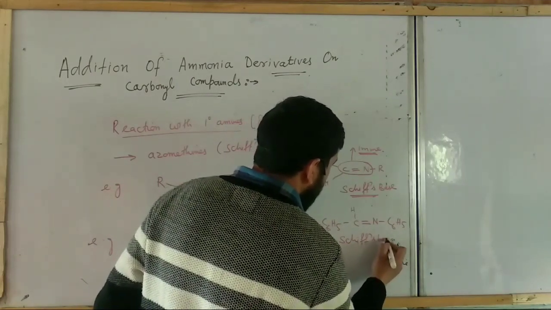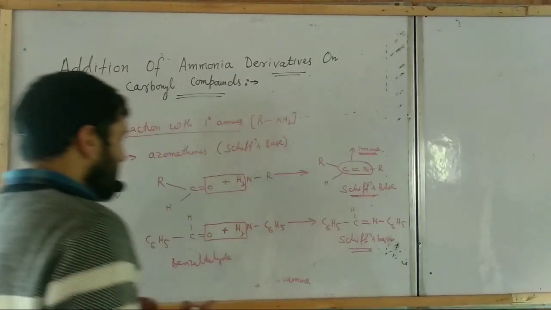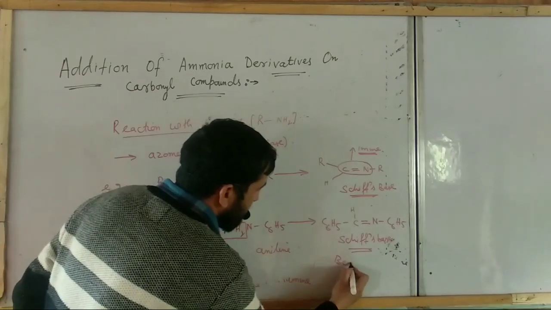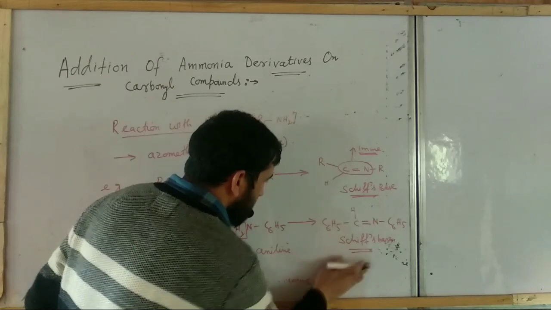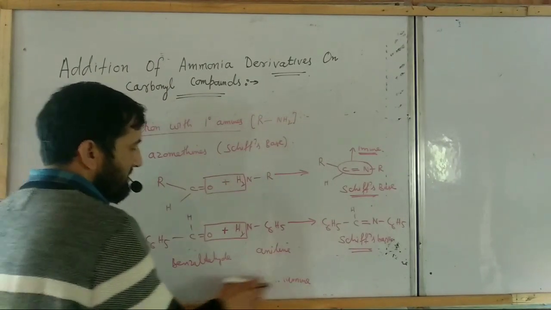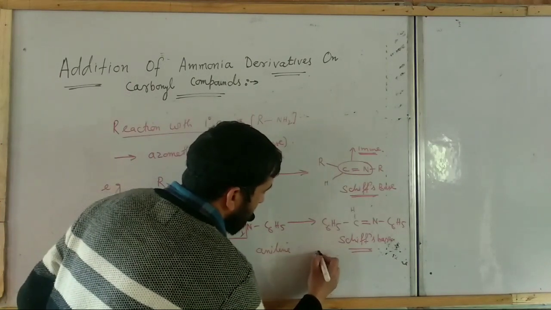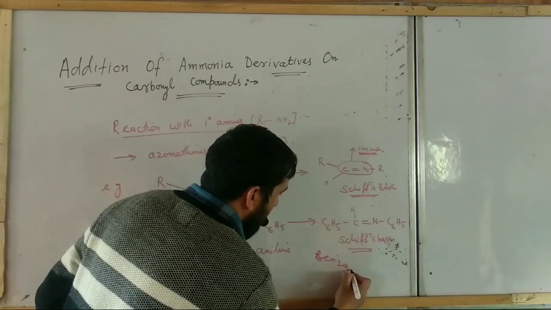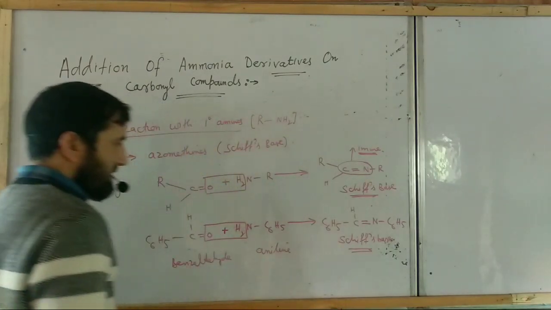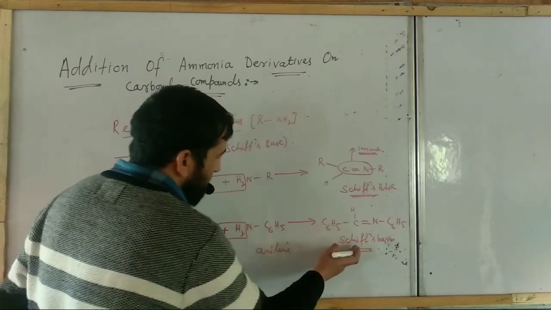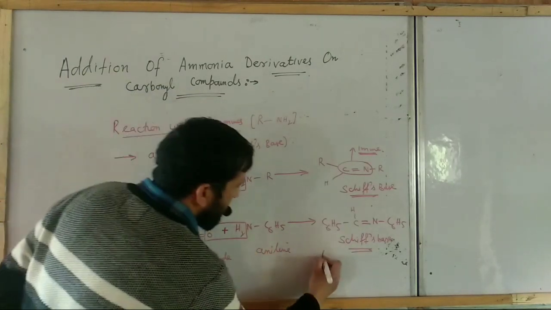Or it's an amine, and this Schiff's base formed by benzaldehyde with aniline is known as benzal-aniline.